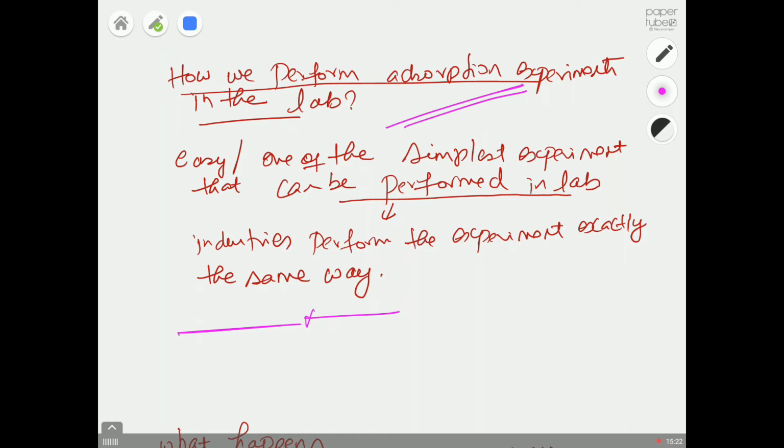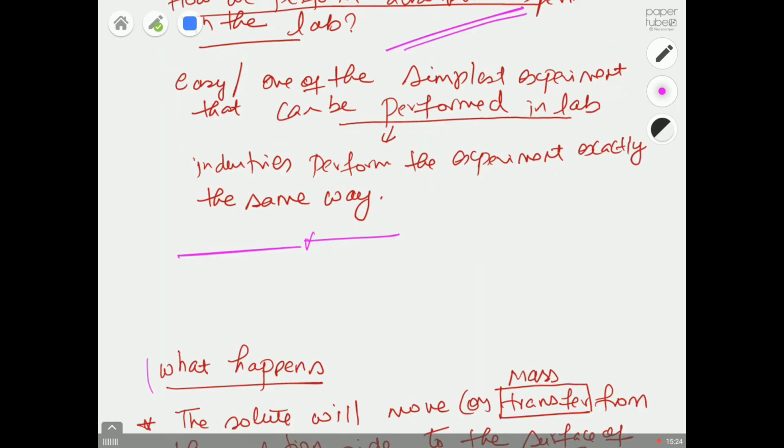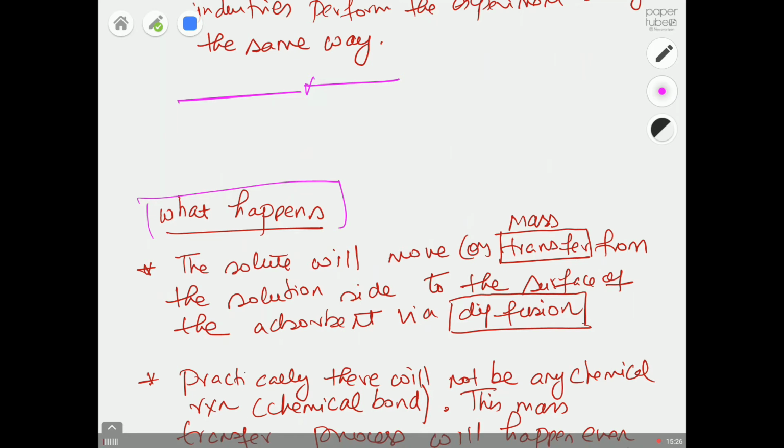So what happens, I don't know what I wrote. Oh yeah, what happens when adsorption is happening? So what really happens once you add an adsorbent into the solution?